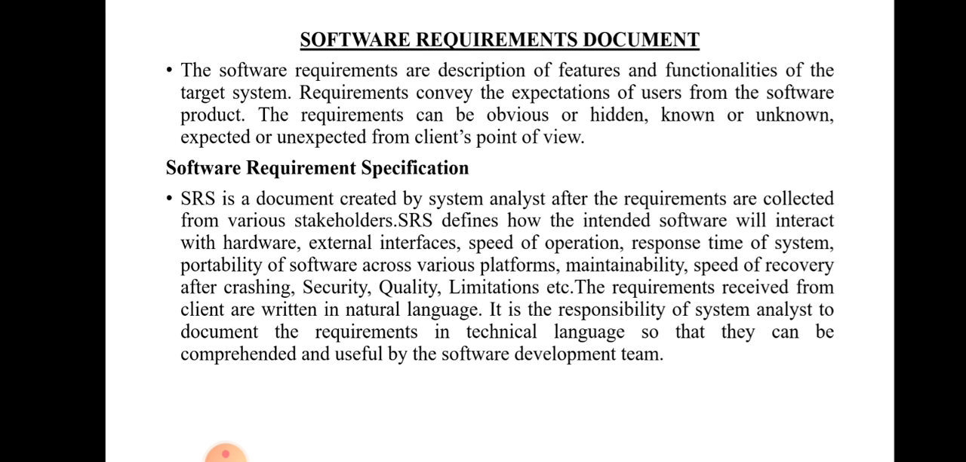After specifying the system requirements, we have to develop a document called the software requirement document. The software requirements are the description of the features and functionalities of the particular system which is going to be developed for a particular product. Requirements are the expectations of users from the software product. The software requirement specification is a document created by the system analyst, developer, or engineer after the requirements are collected from the customer or user.